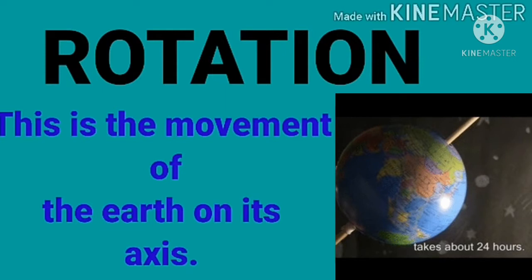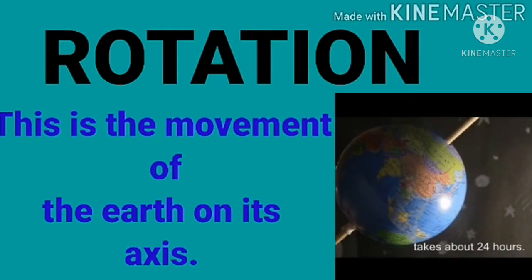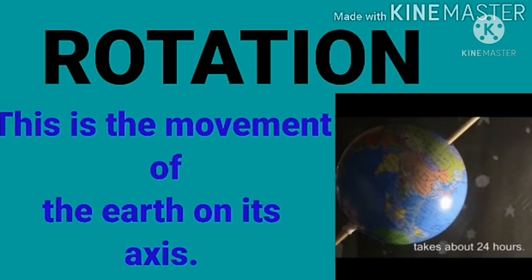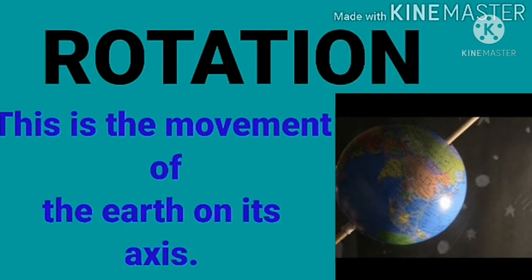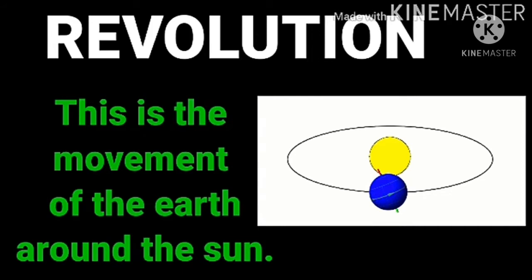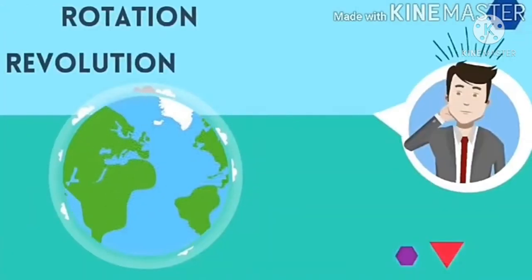First, rotation. This is the movement of the earth on its axis. You can see the imaginary line drawn from the north pole to the south pole. So when the earth is spinning on its own axis from west to east, it is known as rotation. Now, revolution. This is the movement of the earth around the sun. So the earth revolves around the sun. It takes 365 1/4 days to complete a revolution.